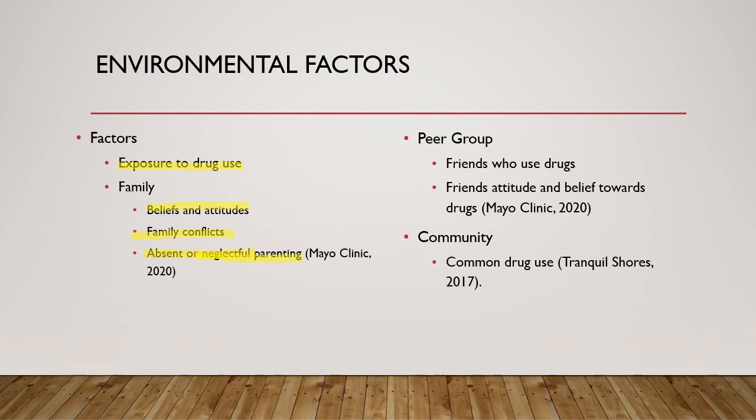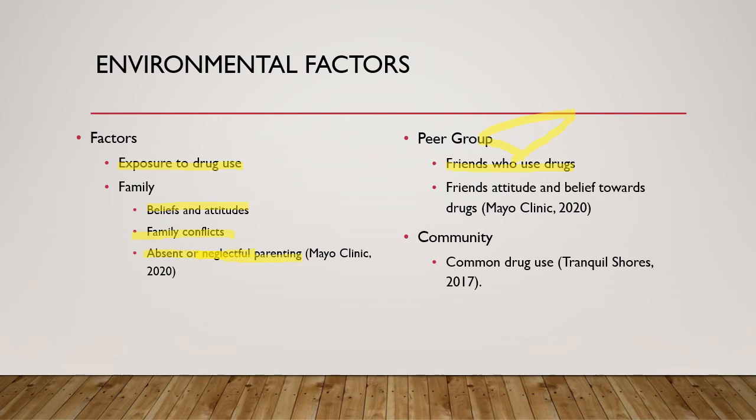Next, we'll look at peer group. So this is an individual's group of friends, or the people they surround themselves with that are their own age. We have a major factor, friends who use drugs. We kind of saw this over here with exposure to drug use. If you have a ton of friends who use drugs, it makes the individual more likely to try drugs as well.